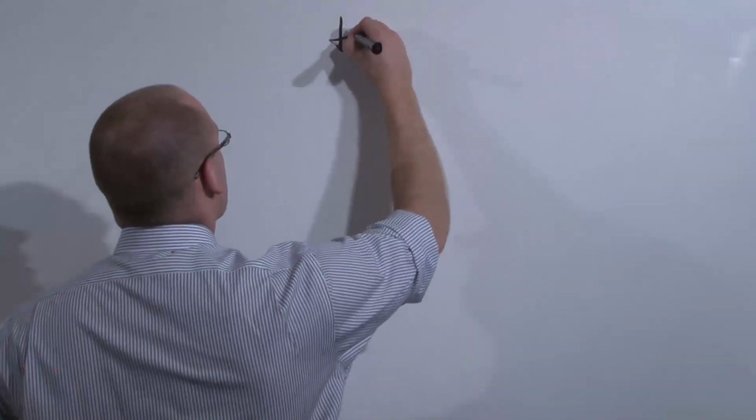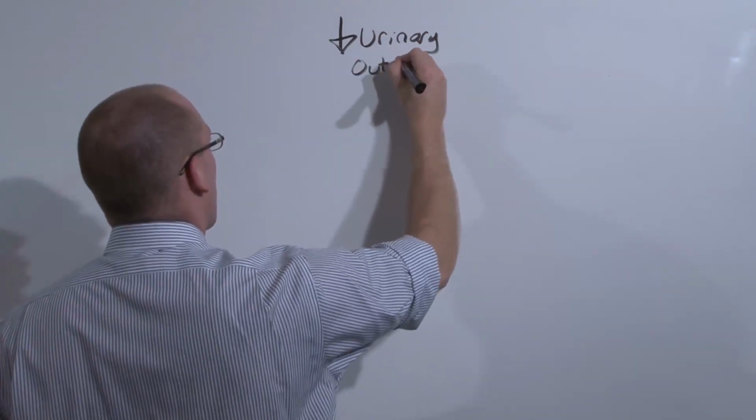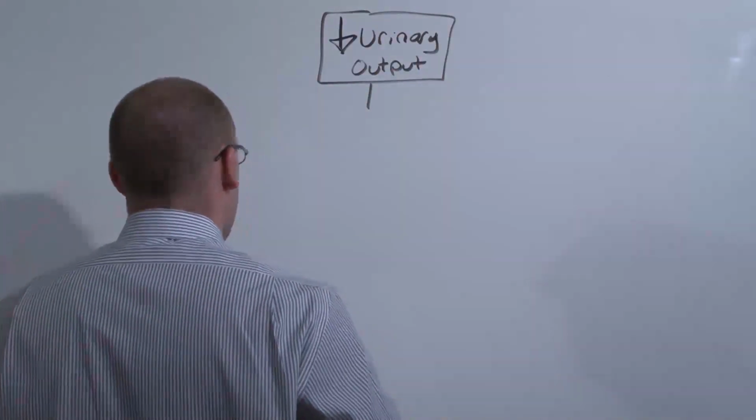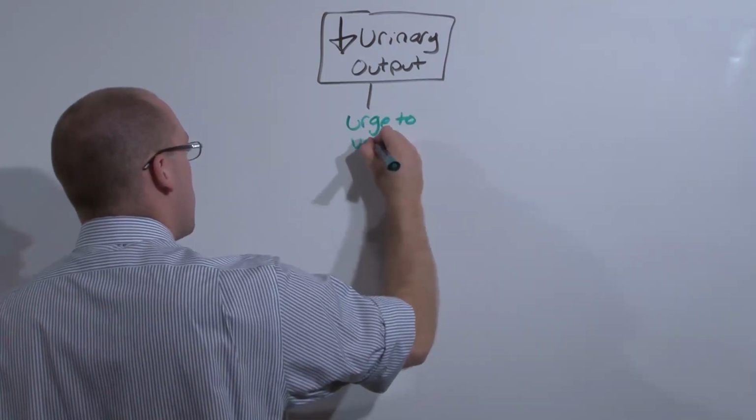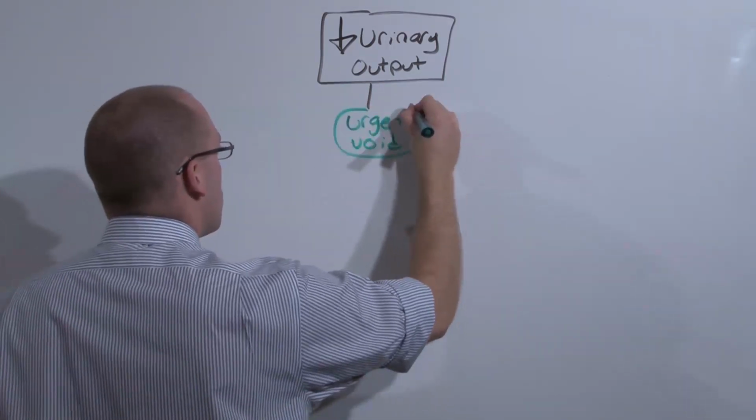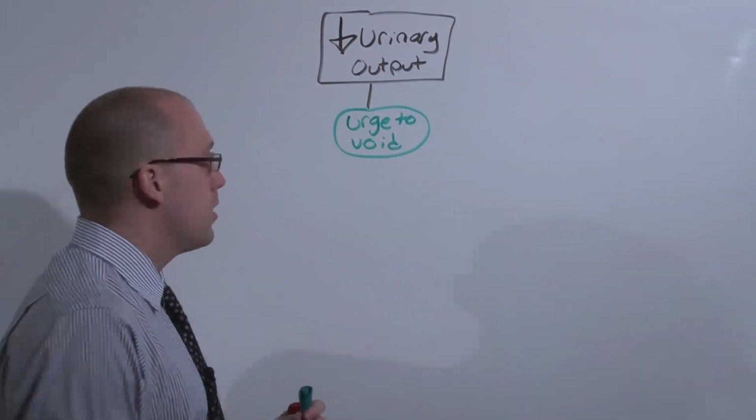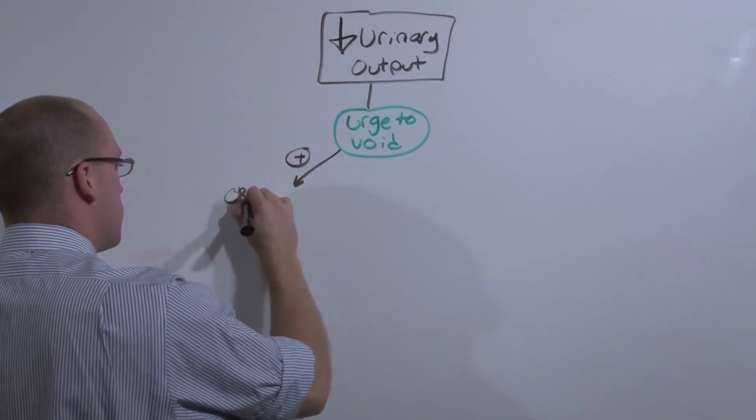The normal urinary output is greater than 0.5 cc's per kg per minute. In the postoperative setting, if someone presents with a decreased urinary output, that is not normal, and you need to investigate why that is. The first question to ask is, is there an urge to void? Because if there is an urge to void, urine is being made, but it's getting stuck in the bladder. And it is a problem of obstruction.